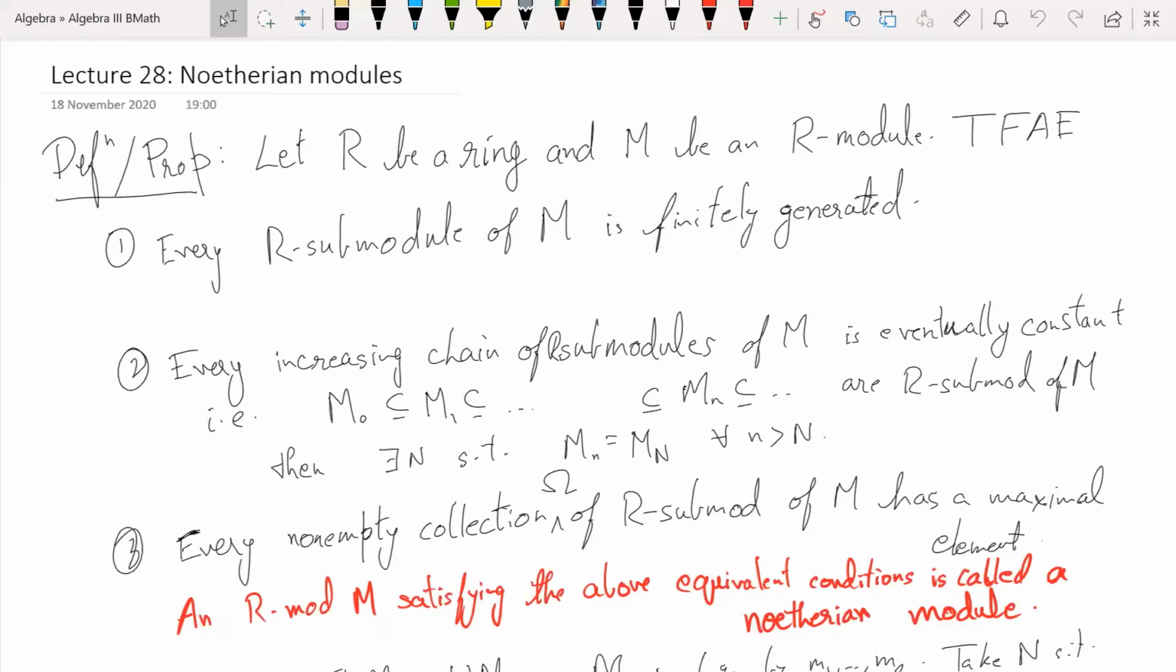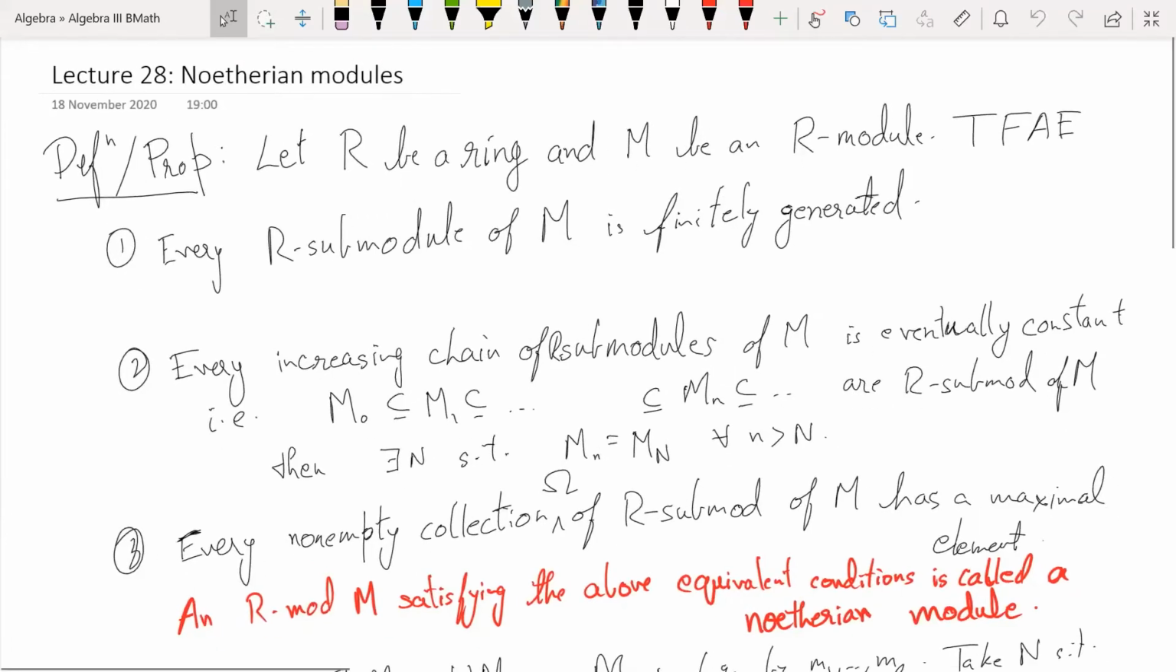Over Noetherian rings, these modules are well understood, but over non-Noetherian rings this is slightly more complicated. This class of modules has nice properties and behaves well, and that's why we are looking at these kinds of modules.